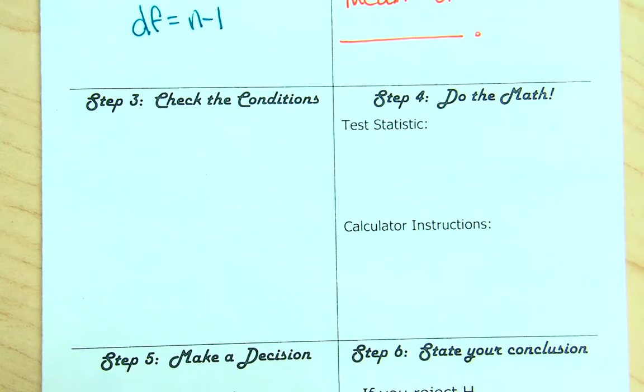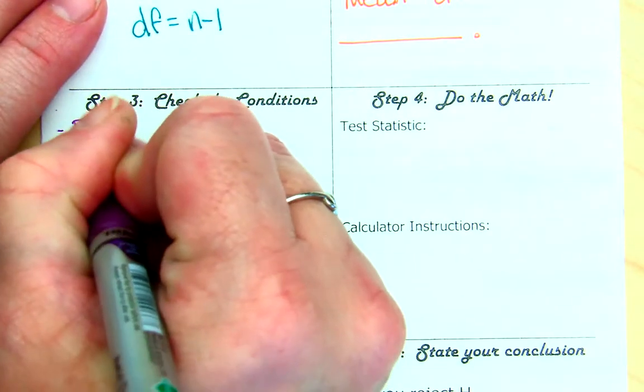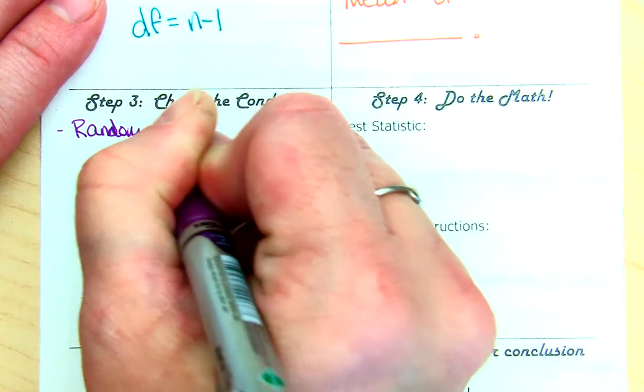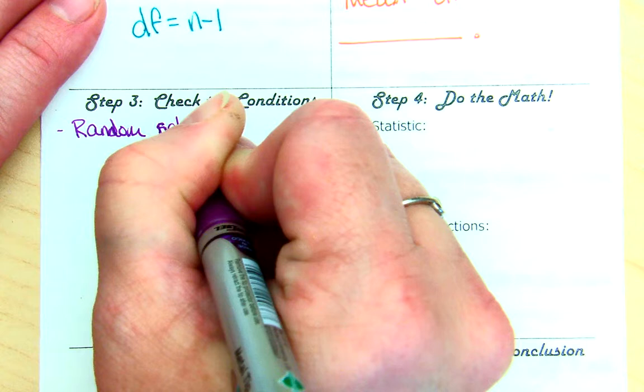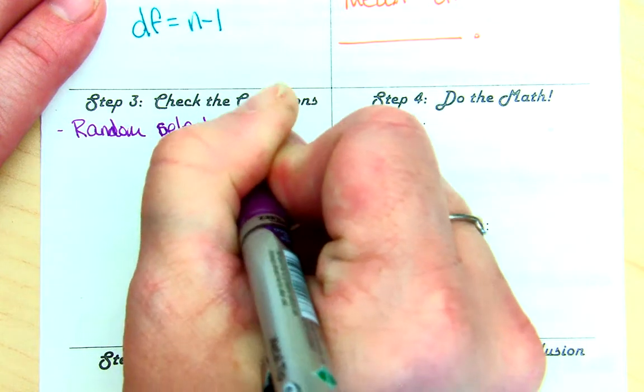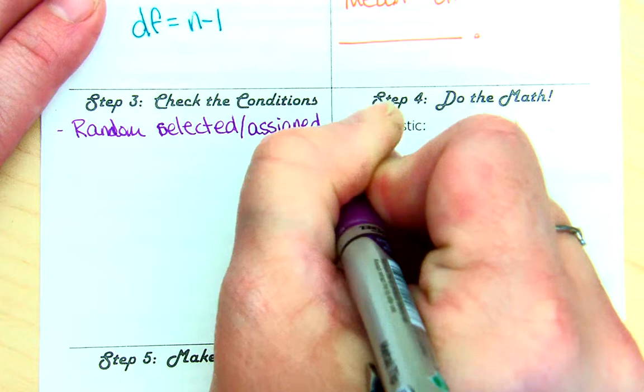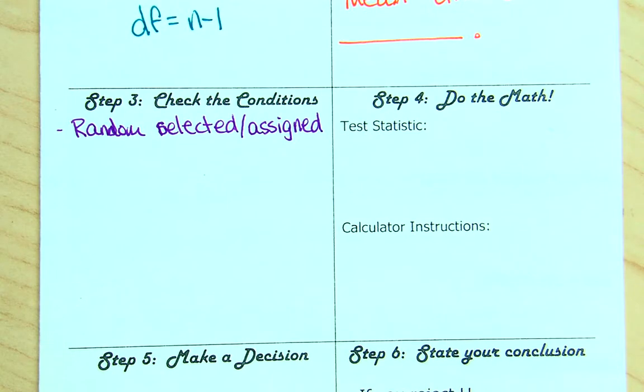Then our conditions are exactly what they were on the interval that we just did. So it's either randomly selected, I cannot write today, or assigned. So either the sample was randomly selected or the treatments were randomly assigned.